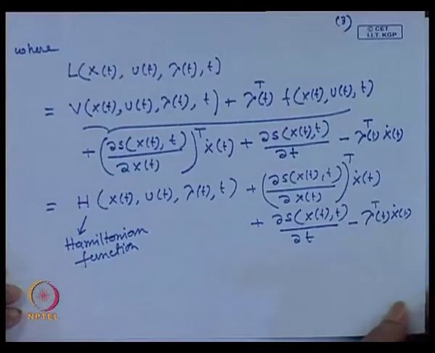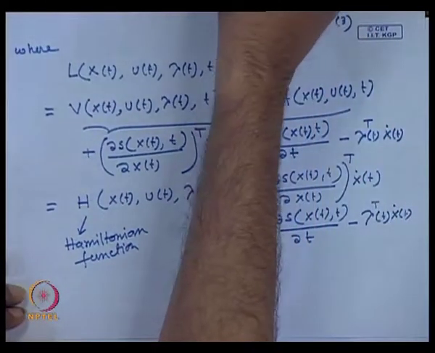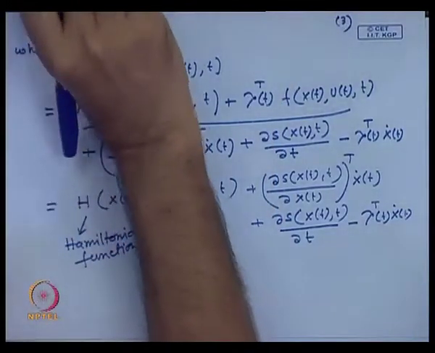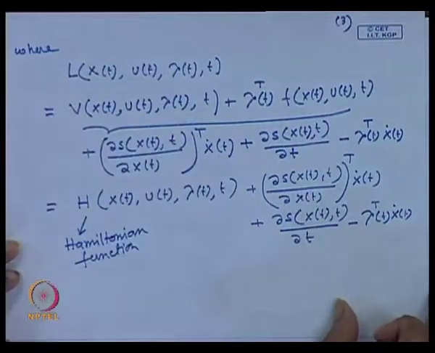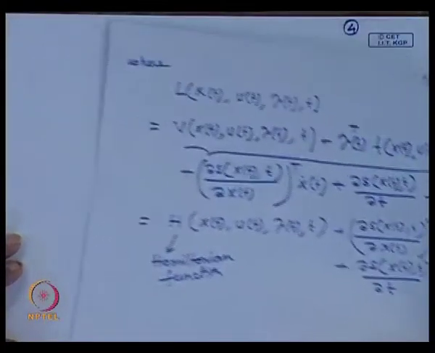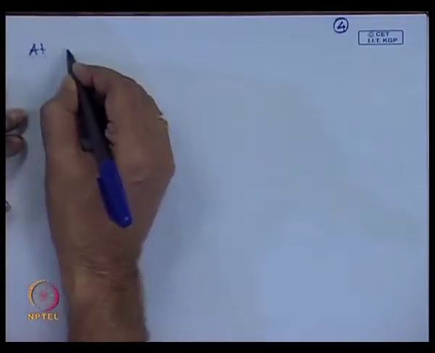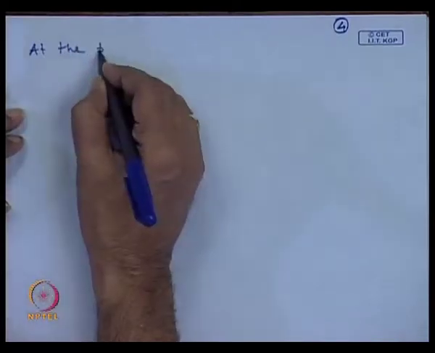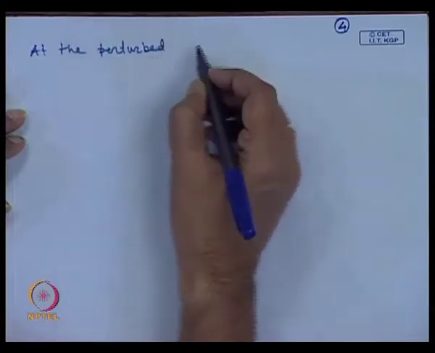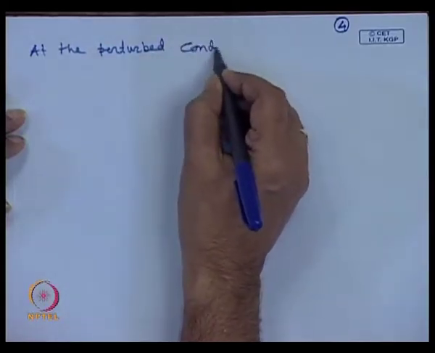So, once you do this one, then I can now write the perturbed condition, what is the value of J at the perturbed condition.